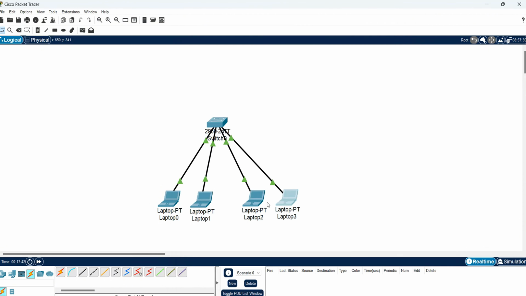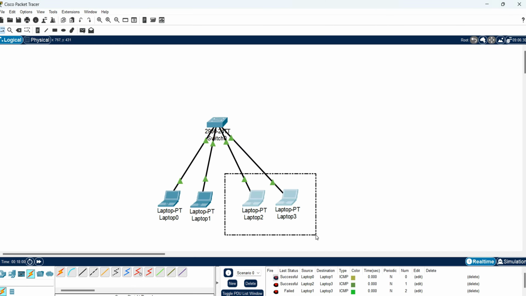Okay, let me go ahead and ping. So these two should be able to ping each other. And these two should be able to ping each other. But if I try from here to here, it doesn't work. And if I try again from here to here, it doesn't work. So now I know that this belongs to one network and this belongs to another network. That's what I wanted to show you in this lecture.